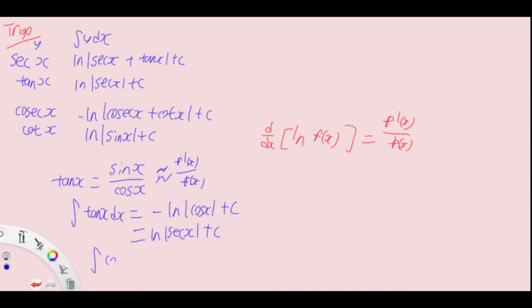Same logic is applied to integrating cotangent x dx. I rewrite it as cosine x over sine x, which is now directly f prime over f x, right? The derivative of sine x is cosine x. As such, the integral is simply ln modulus of sine x plus c. So there we have it, the integrals of tangent x and cotangent x, and for secant x and cosecant x, I won't be proving them.